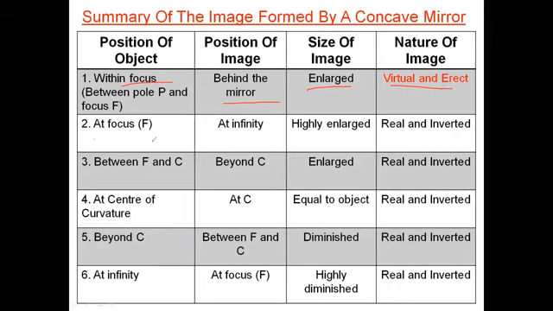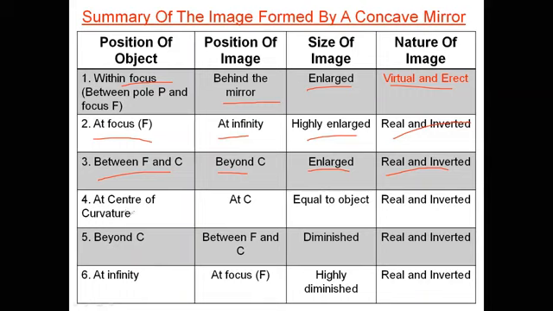Next one is at focus. When we place the object at focus, the image is formed at infinity and it is highly enlarged. Also, the nature of image is real and inverted. Between principal focus and center of curvature, the image position is beyond C. The size of image is enlarged and the nature is real and inverted.